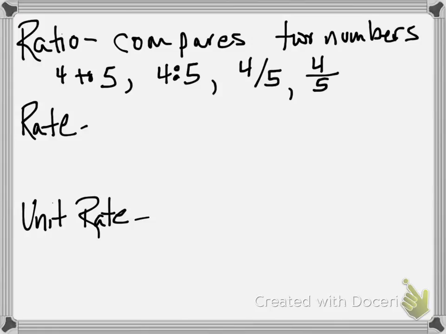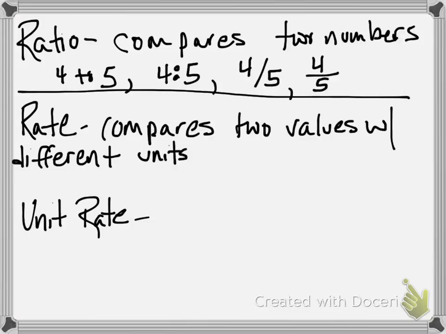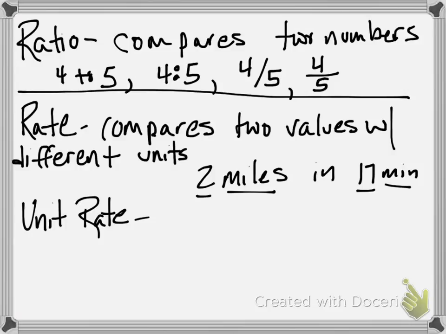Now, a rate is a little bit different. It compares two values with different units. Again, compares two values with different units. So this could be something like if you're running, maybe you run 2 miles in 17 minutes. I have two values, the 2 and the 17, and I have different units, miles and minutes.